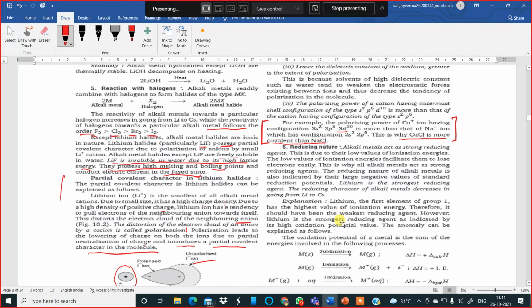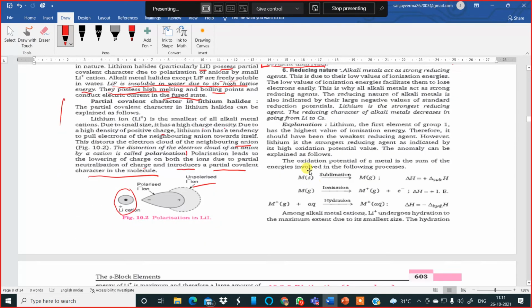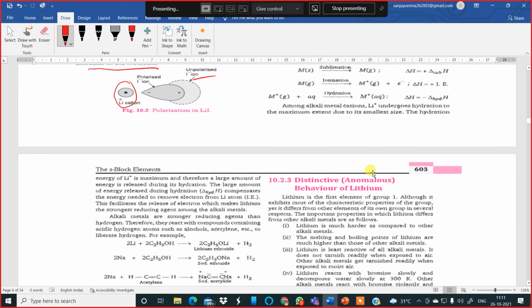Number 6, reducing nature. Alkali metals, since they are metallic, act as strong reducing agents. So they can give electrons. This I will not discuss much.